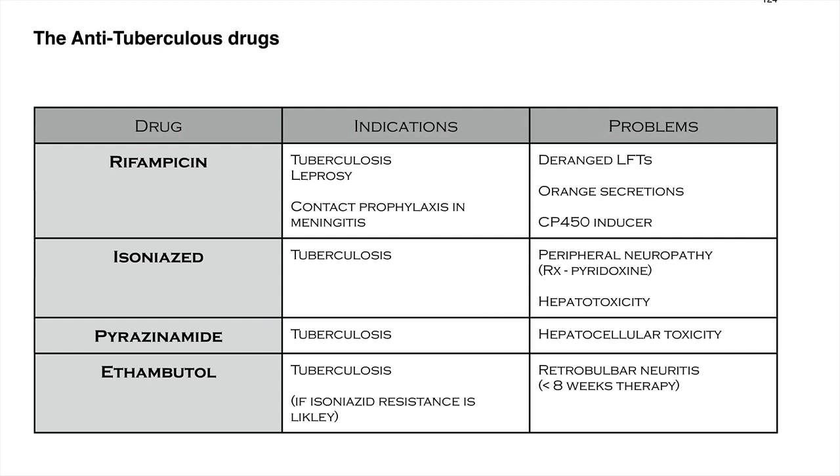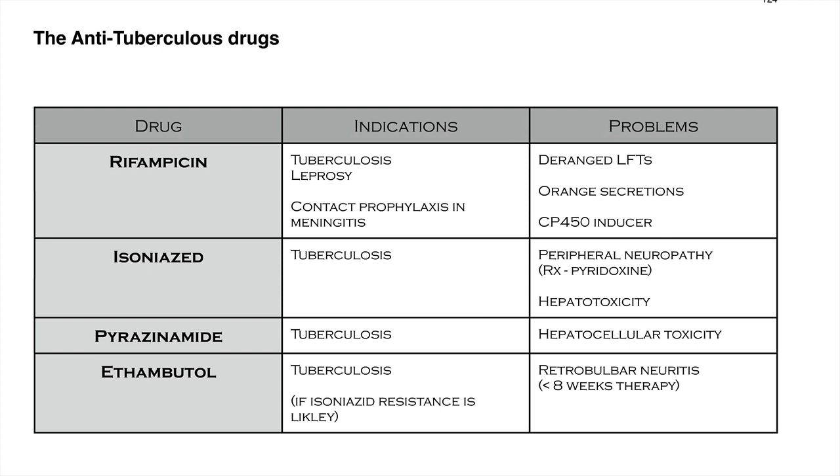And a lot of people like to remember this using the mnemonic RIPE. So, in terms of indications, all of these drugs are used in the treatment of tuberculosis. But importantly, rifampicin also is used for close contacts of anybody with meningitis, something we call contact prophylaxis. In terms of problems, let's spend a bit more time talking about this.